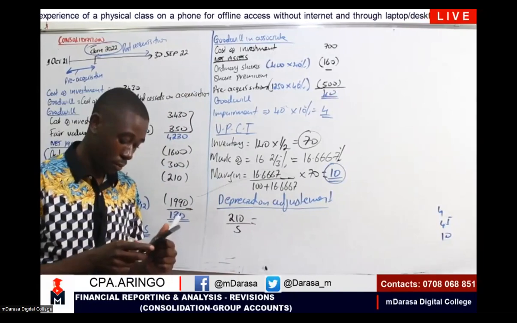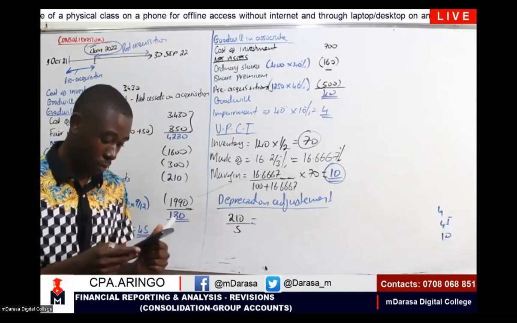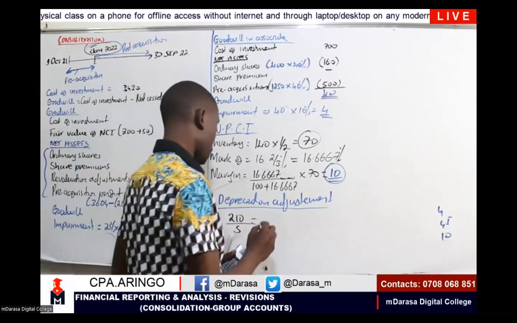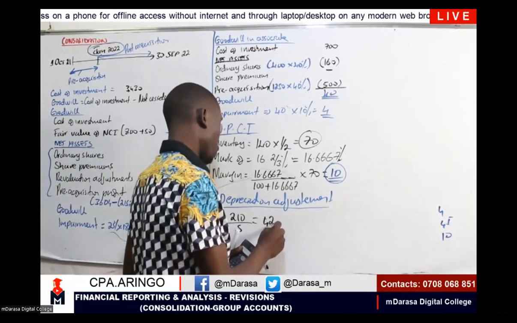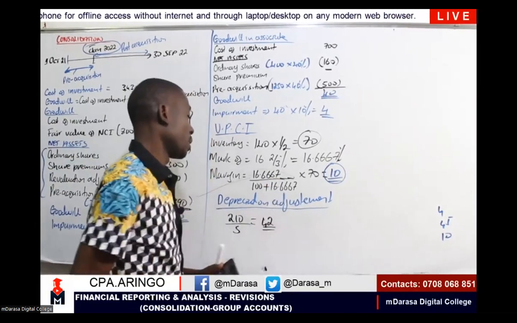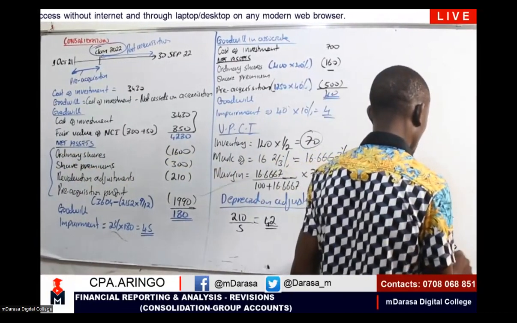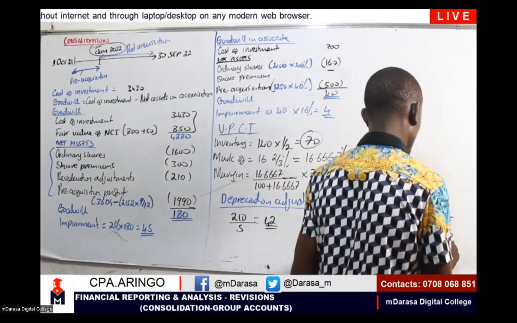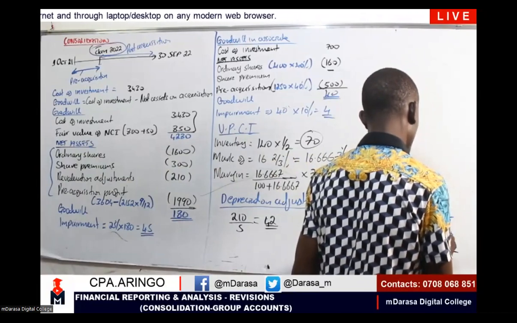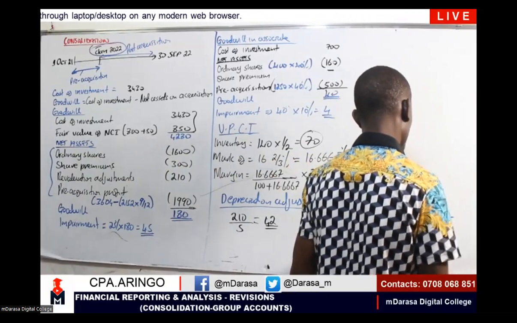which is 42 for the whole year. This is depreciation, this is UPS, and this is goodwill impairment.